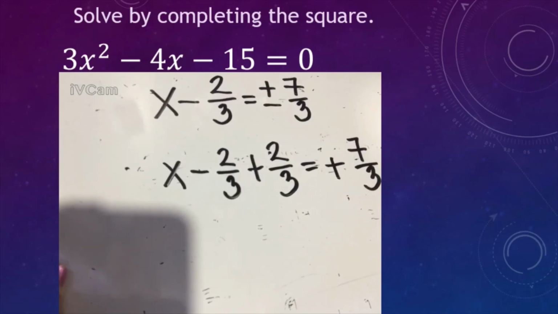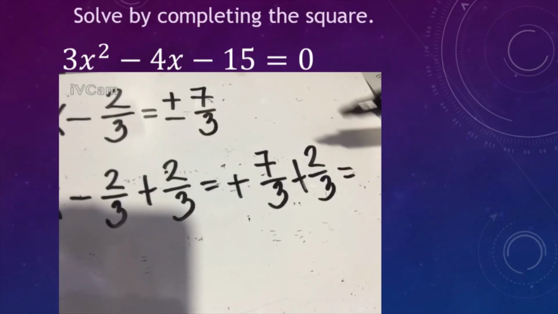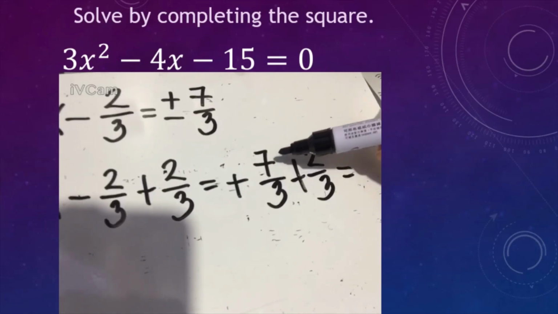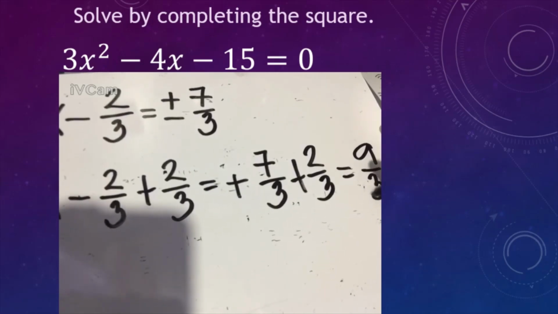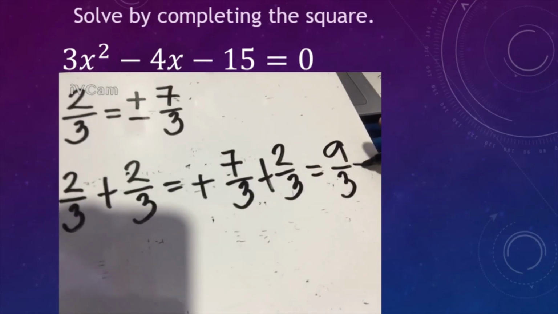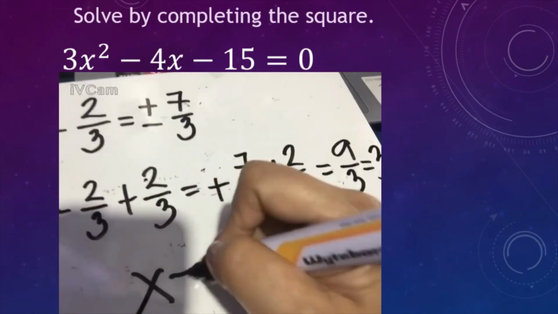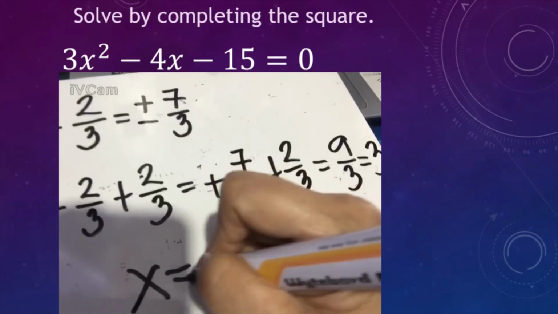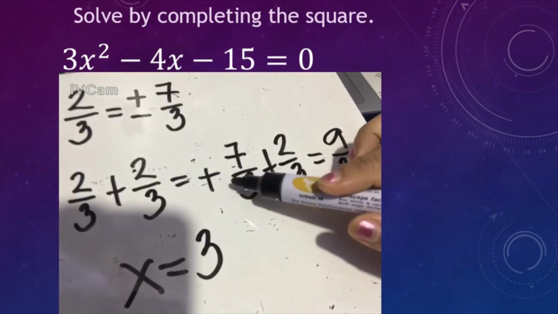So what we're going to do, we will just add 7 plus 2, that is 9 over 3. What is 9 divided by 3? And that is 3. So x is equal to 3 when 7 over 3 is positive.